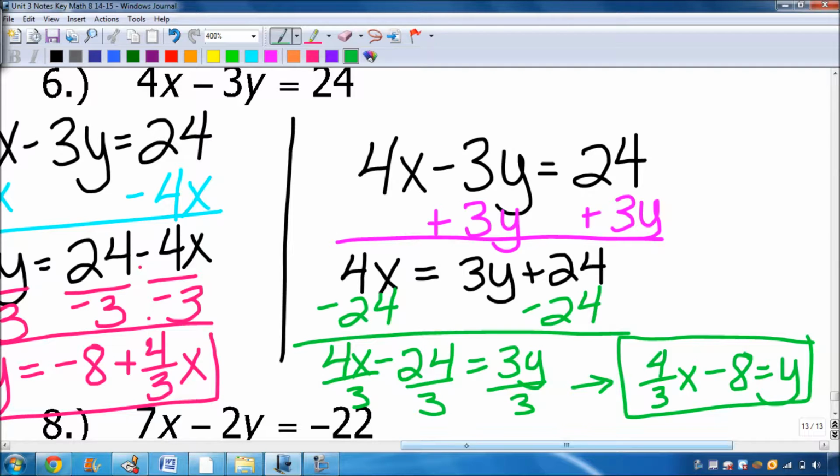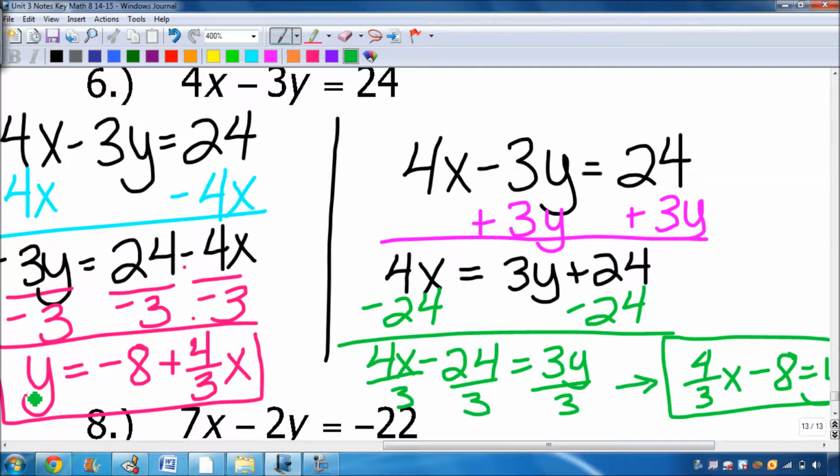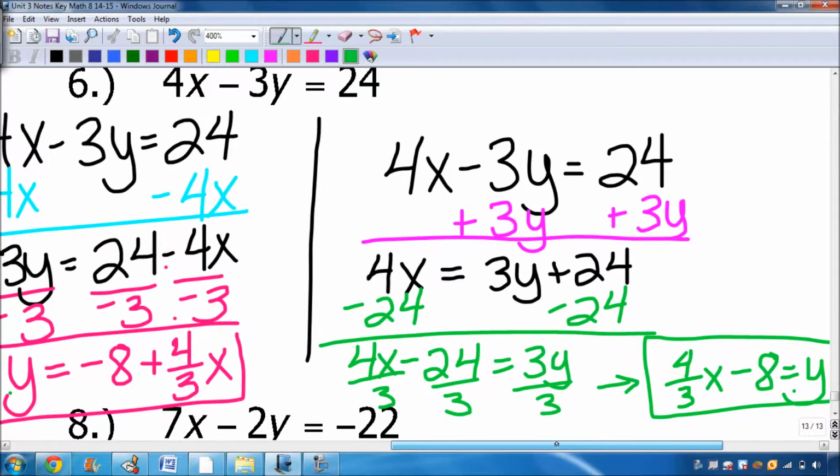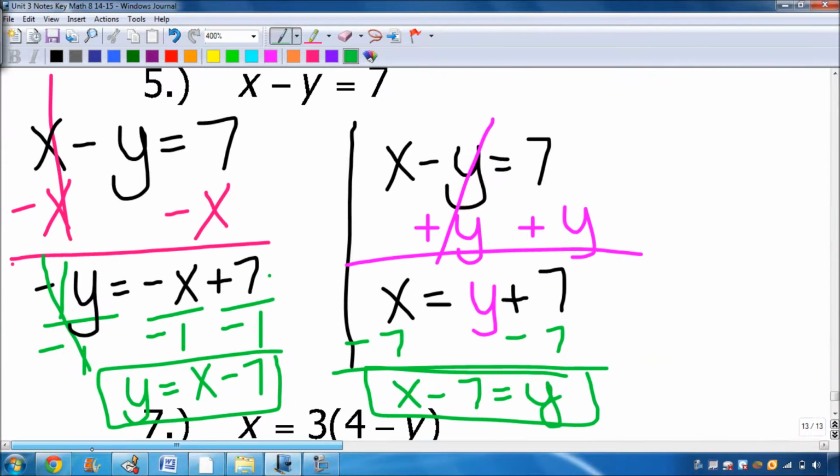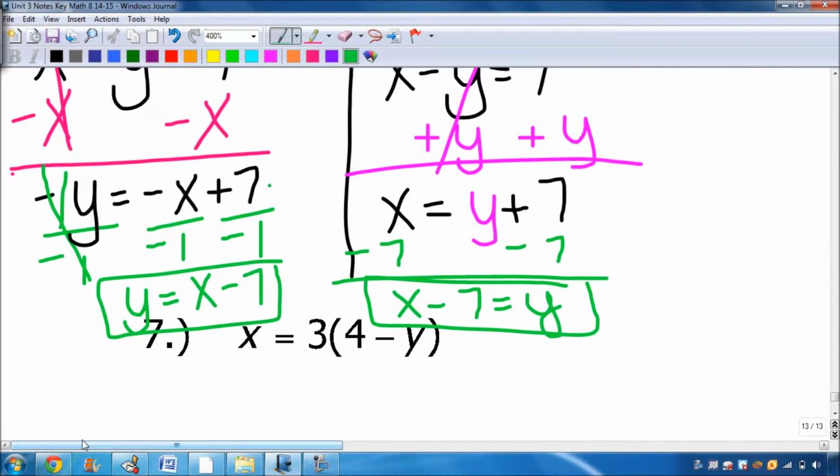Now the question is, since it's the same equation, shouldn't I get the same answer? But it doesn't look like I got the same answer. Here the y is on the left side, here the y is on the right side. Guess what? Totally fine if they're on opposite sides. Here the 8 is negative, here the 8 is negative, here the 4/3 x is positive, here the 4/3 x is positive. So these are two equivalent equations. All right, let's look at number 7.